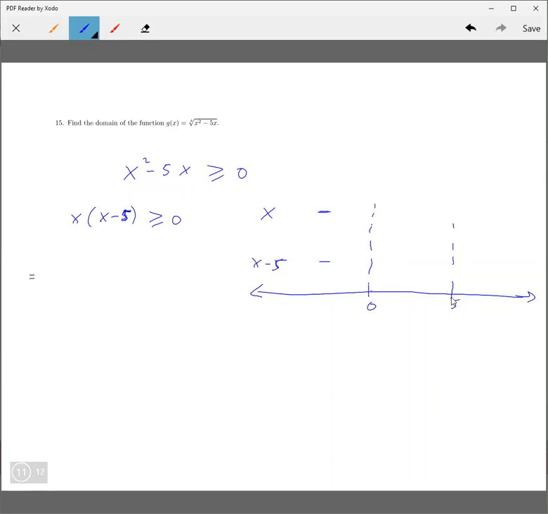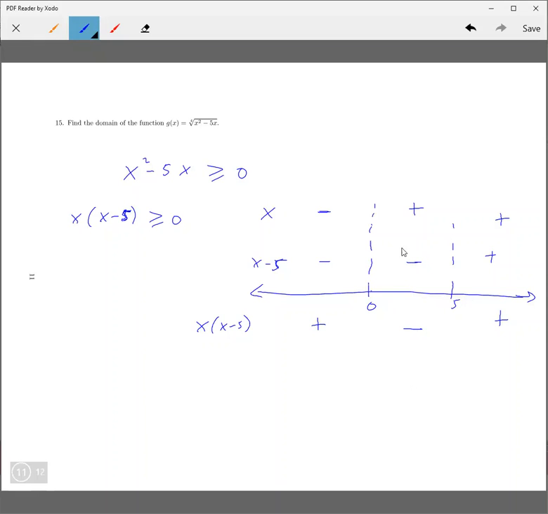Now you have between 0 and 5. If x is between 0 and 5, then x is positive. But if you take a number between 0 and 5 and you subtract 5 from it, then you're going to be negative still. Over here, you're greater than 5. That's positive, that's also positive. Now, the product, which is what we're after, which is inside the square root sign, is positive here, because you're multiplying two negative numbers together. It's positive here, because it's two positives. It's negative in the middle.